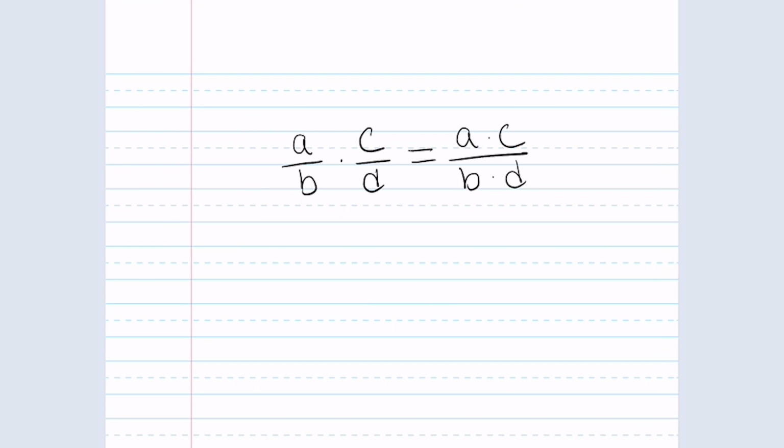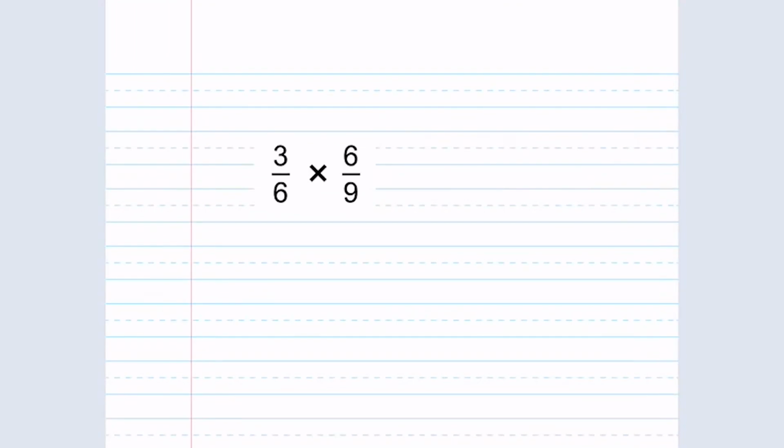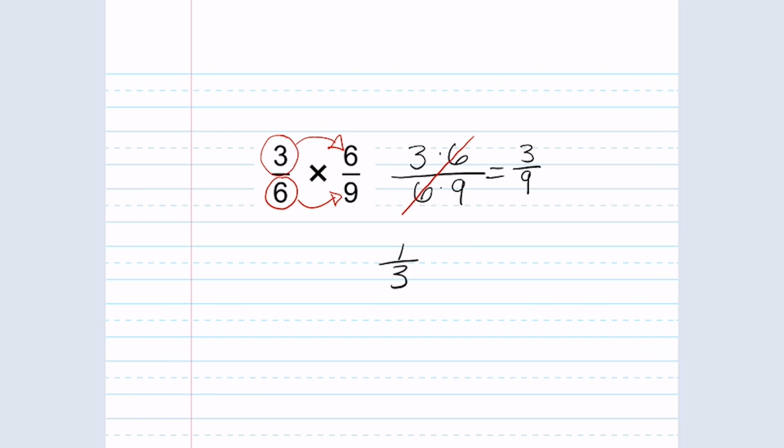Our first two fractions are 3 over 6 times 6 over 9, and so we'll multiply our numerators first, which is 3 times 6, and then we'll put that over 6 times 9. From here, we can cancel the 6's, which leaves us with 3 over 9. And we can further simplify that to 1/3.